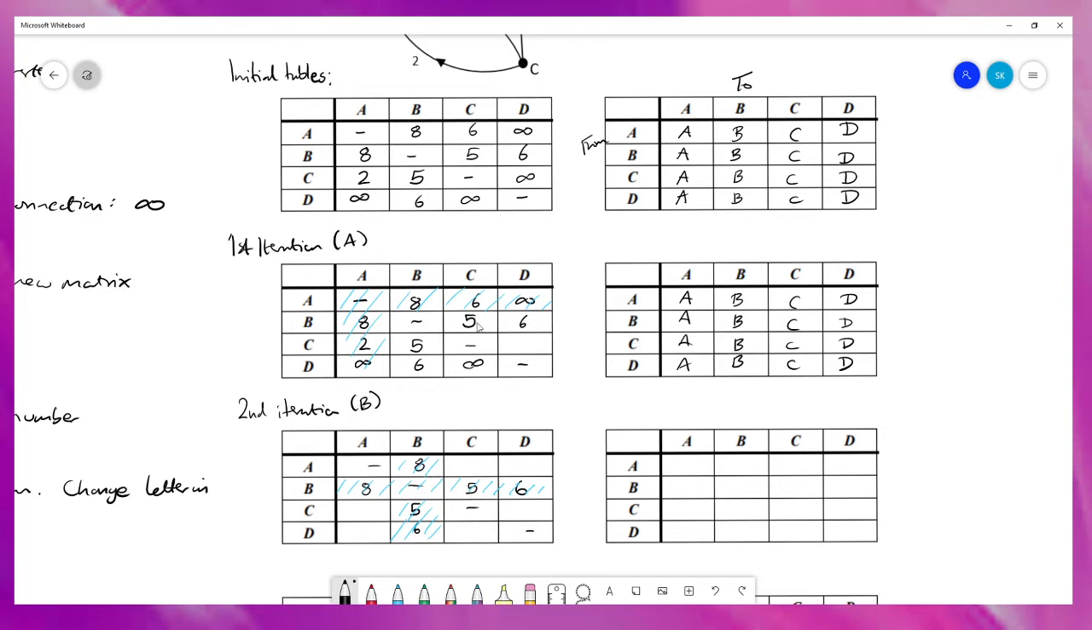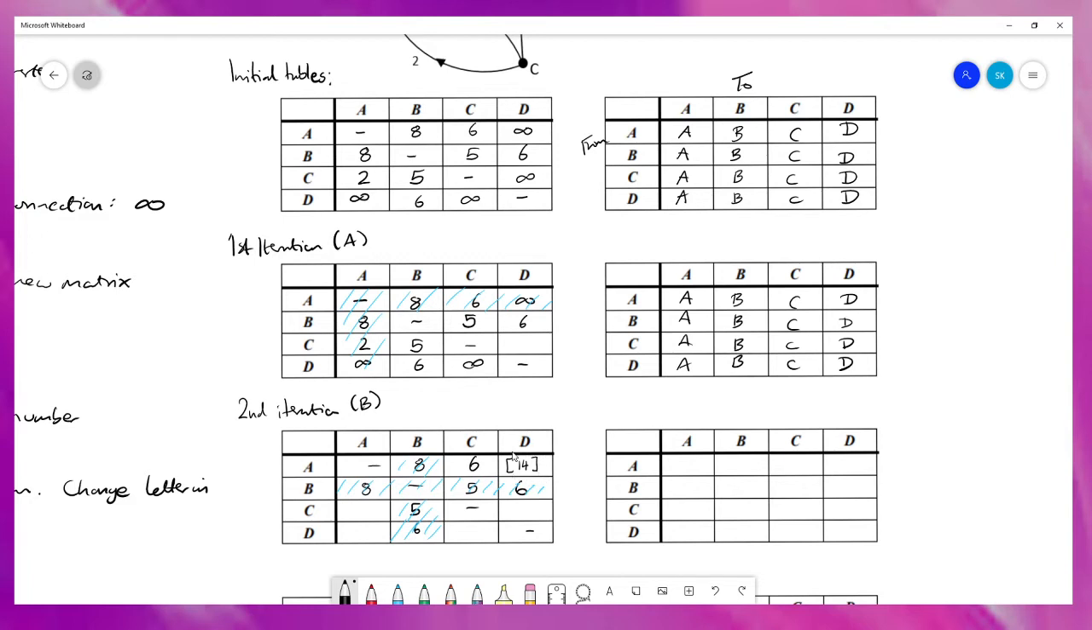8 plus 5 is 13. That's bigger than 6, so we write the 6 down. Now we can see some stuff's going to change. Because 8 plus 6 is 14. That's definitely smaller than infinity. So what we do is we write 14 in square brackets. Now the square brackets are not compulsory, but what this does is it identifies to the examiner, I have changed this number. Because that's what the examiner is looking for, and it makes it much easier for them to mark if they can see, oh, I've changed it.